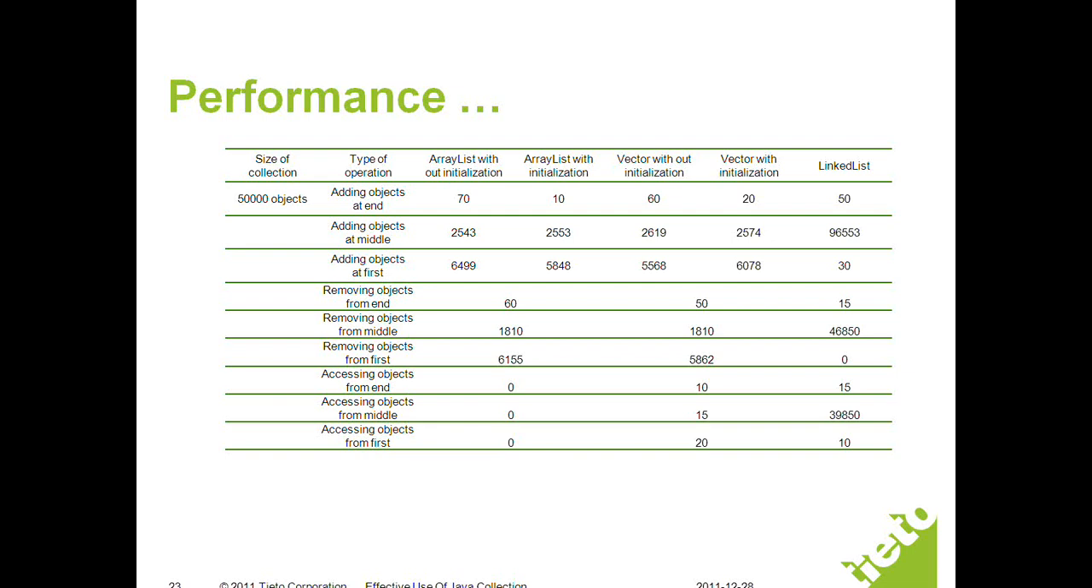Similarly, we have other values also, like accessing the objects. For accessing to get the values, an array is always the better type of collection to fetch values from.